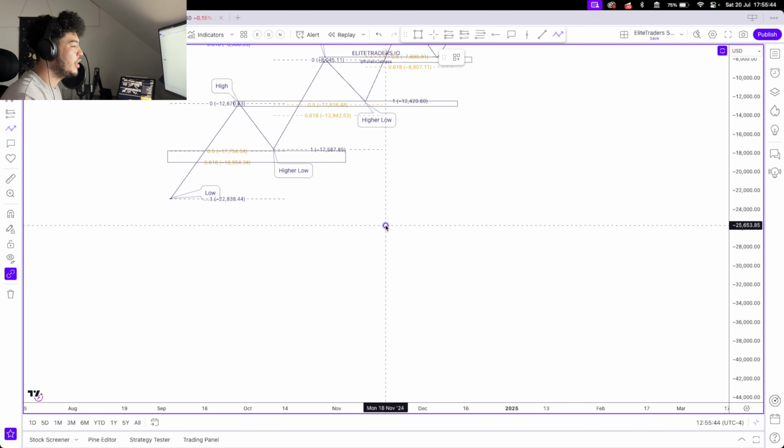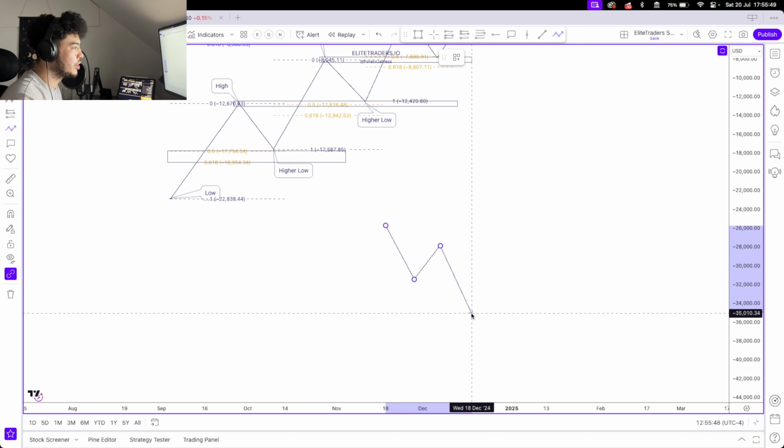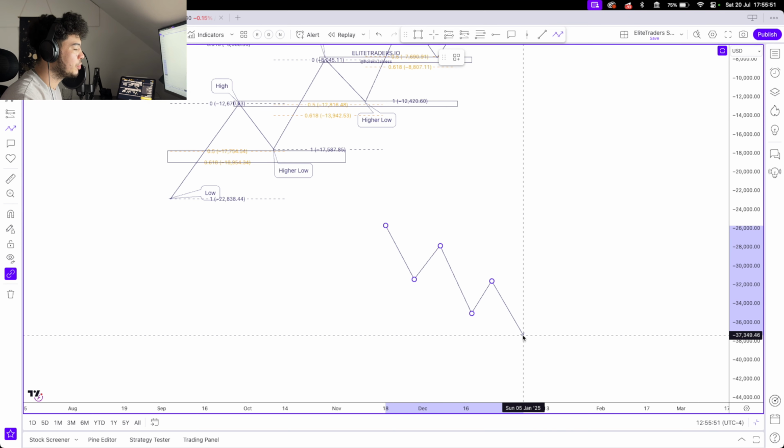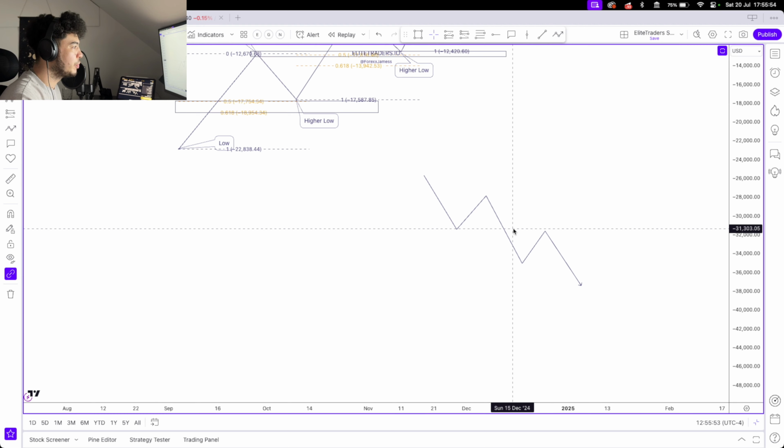So essentially a bearish market is exactly the same as a bullish market. It's just to the downside rather than to the upside. So it would look something like this.